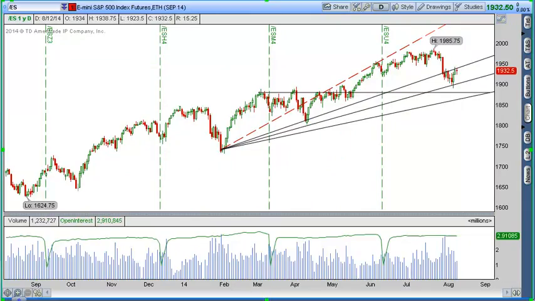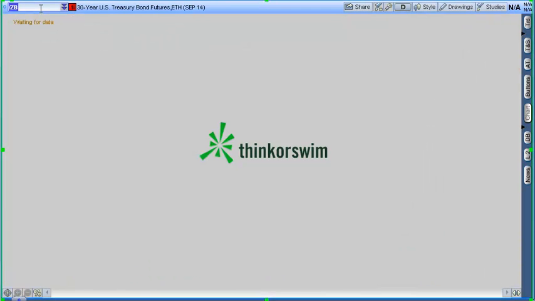Let's get some... Oh, wait, I just had some others here. Hang on. Hit the bonds again. Now I find this interesting. We have the bonds. Here's the 30-year bond.